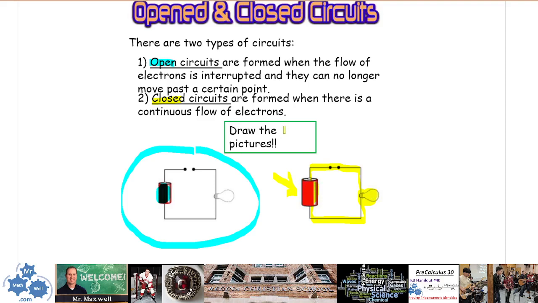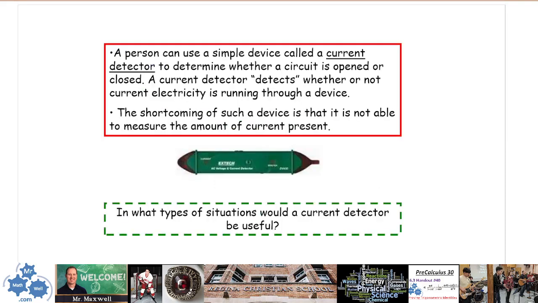Just as we finish this video, a person can use a simple device called a current detector to determine whether a circuit is open or closed. This is an example of a current detector that some electricians might have. I have one of these at home as well. If you want to see if there is electricity flowing by a point, you touch this end to the wire or near the wire, and the light on this end will light up. So it'll detect the current.